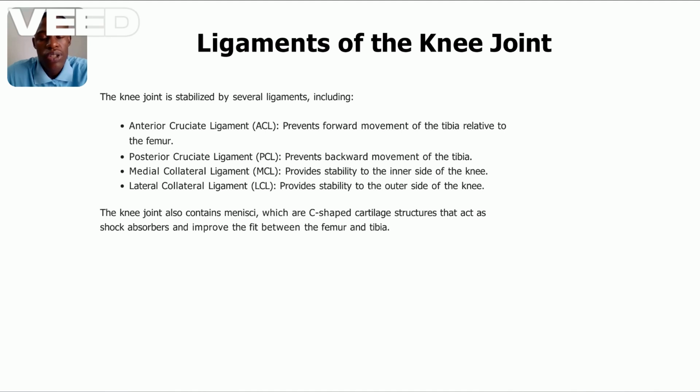The anterior cruciate ligament and the posterior cruciate ligament are aligned as a cross, like this. The posterior one is behind, which is posterior. Anterior means in front, which is in front. So they are lined like this as an X, and they prevent forward and backward movement of the tibia relative to the femur.